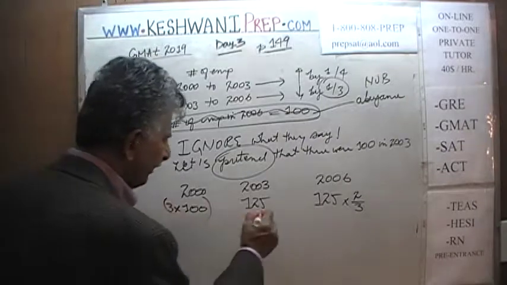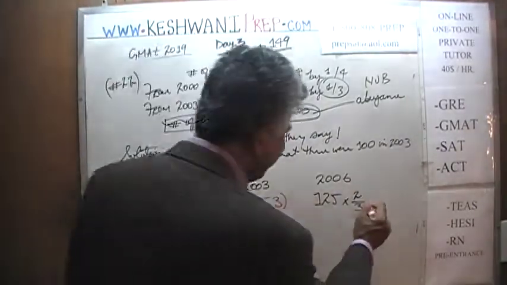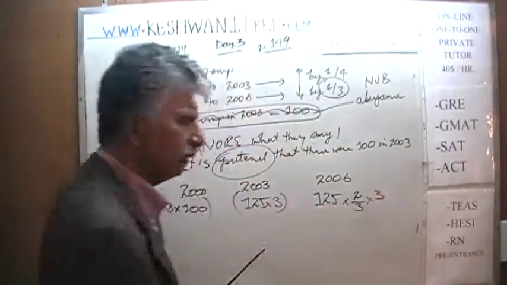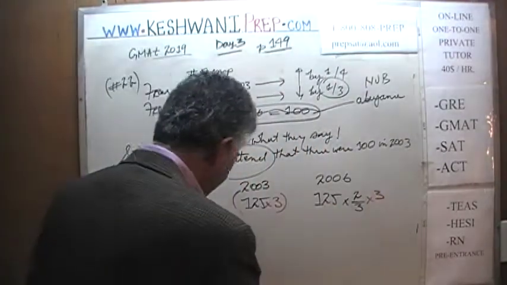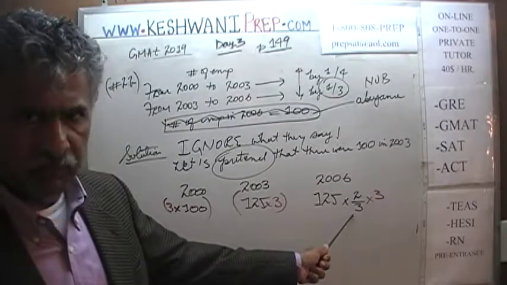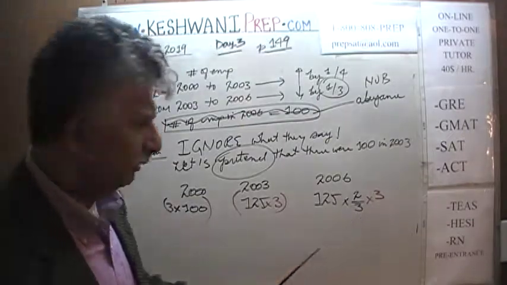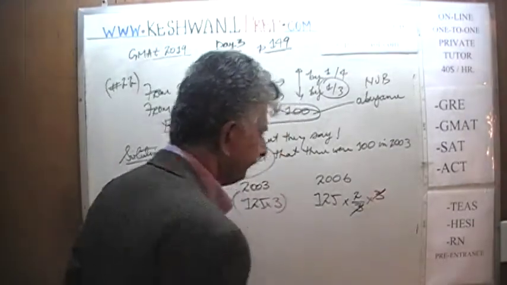If there were 300 people in 2000, multiply everything by 3. Because our problem was we were unable to divide 125 by 3, wasn't it? But now we can certainly divide 125 times 3 by 3, very easily, of course. There you go, we are done.